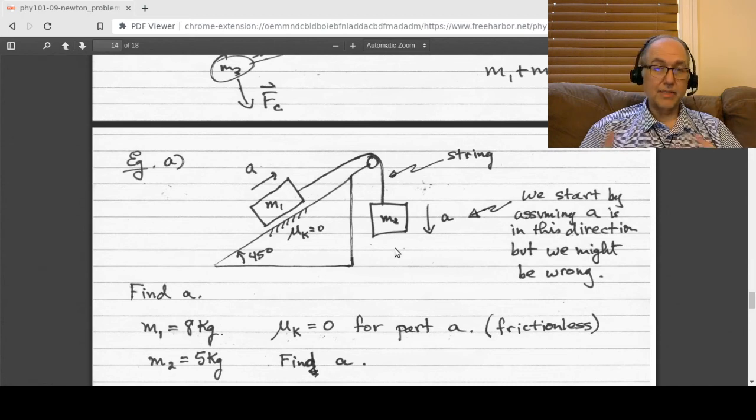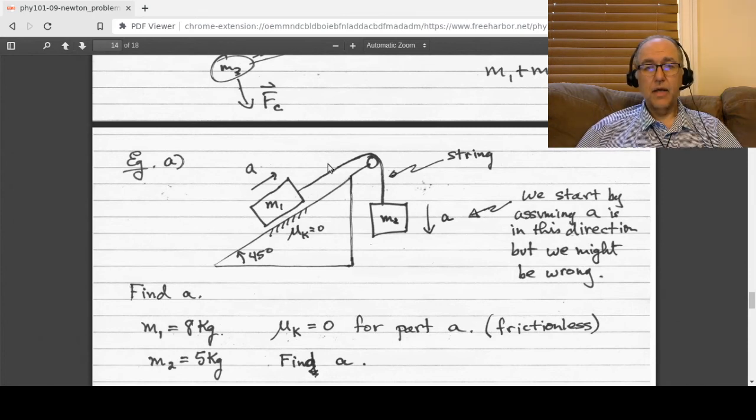You don't know. So you know what you do? Like I said, you guess and then you work through the problem. And if A turns out to be positive, you guessed correctly. If A turns out to be negative, it was in the opposite direction to your guess. Okay. So don't worry that your intuition kind of fails you here. Just assert a guess and then you will verify that guess is either true or false at the end. Okay, so how do we proceed?